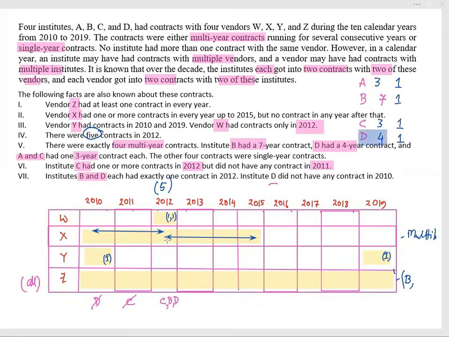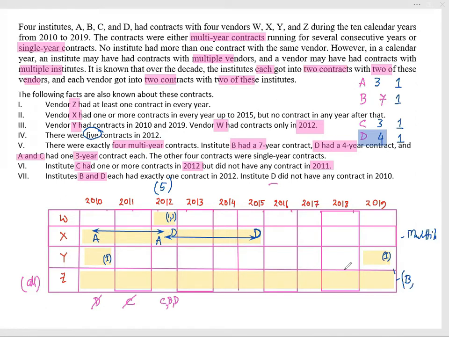This 4 would be from 12 to 15, so I can say it is nothing but D. This contract is going for D. Now this 3 can be either A or C, but you can see 2011 cannot be C, so definitely it would be A. So this is going to A: a group of 3-year contract for A, and a 4-year contract for D. This would be for X in this way.